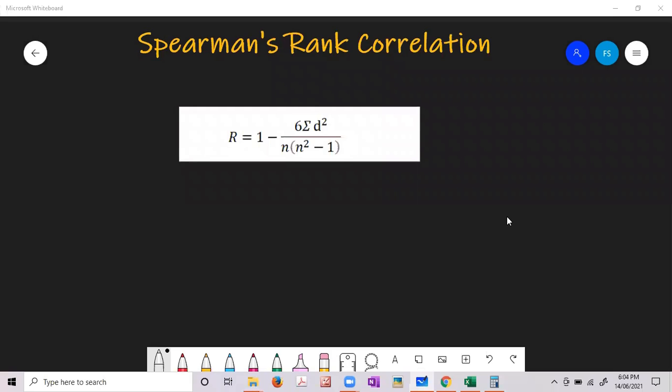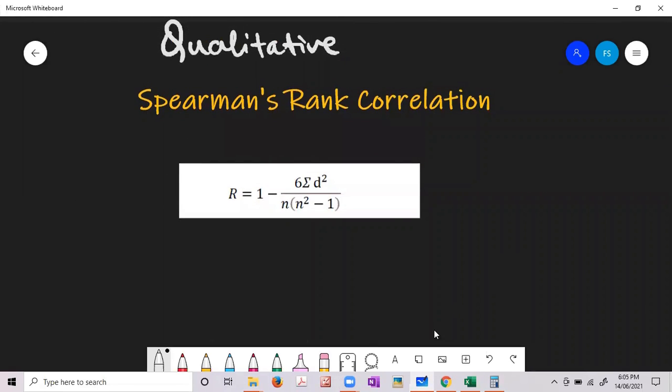Let us study Spearman's rank correlation. In the previous lectures, we studied Karl Pearson's correlation. Normally, when the data is quantitative, which is in numbers, we use the Karl Pearson correlation. Here, we have Spearman's correlation, which is useful for understanding the relationship between data which is qualitative. I repeat, the data which is qualitative.